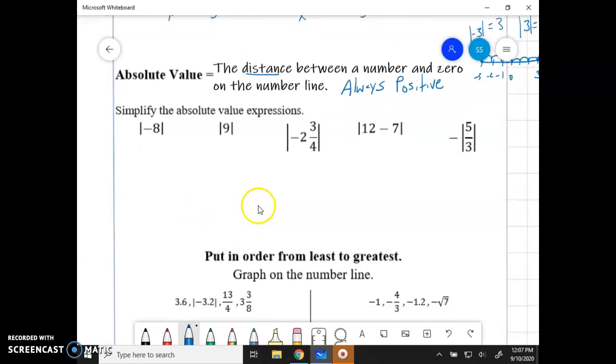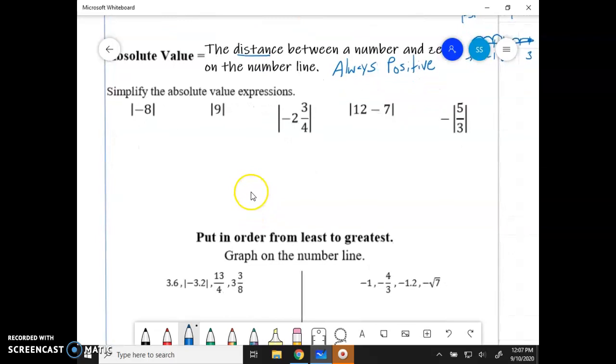All right, so let's take a look at some examples here. Simplify the absolute value expression. So what's the absolute value of negative 8? It's 8. It's just always positive. What's the absolute value of 9? It's 9. It's just positive. Absolute value of negative 2 3/4? Positive 2 3/4. Okay.